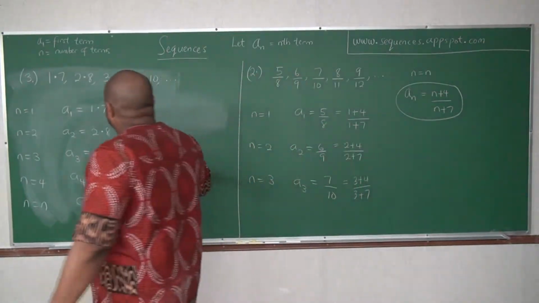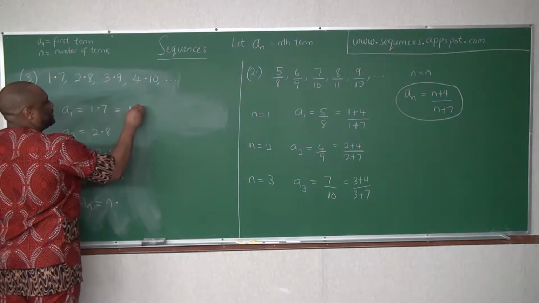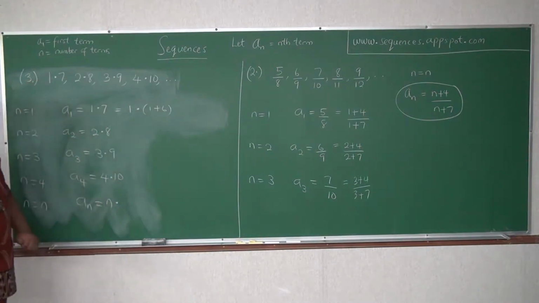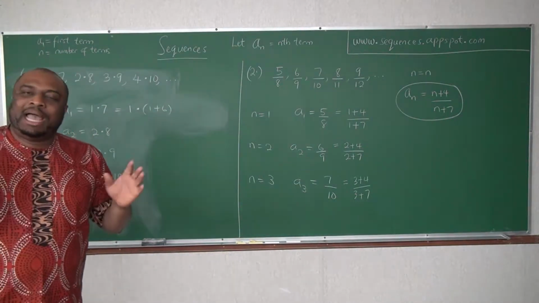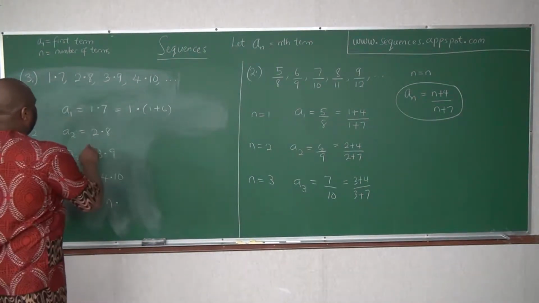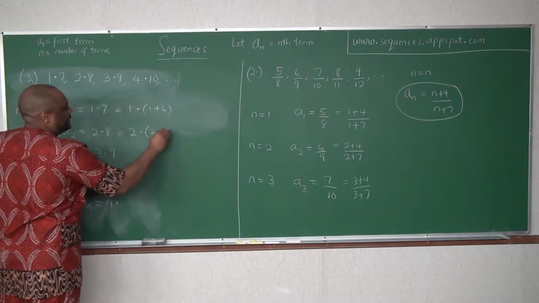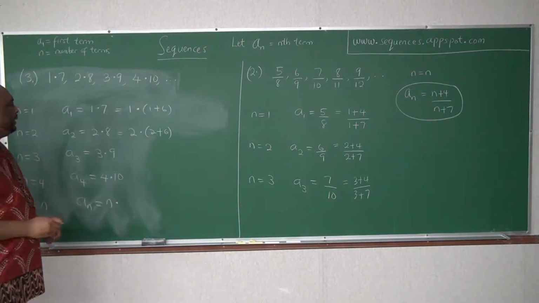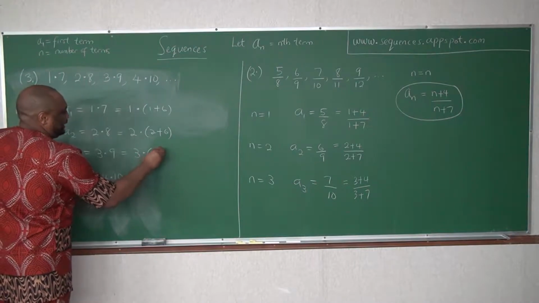So we see this is 1 times 7. We can say this as 1 times 1 plus 6. Take your time, observe it, and see whether it works. This is 2 times 2 plus 6, because 8 is 2 plus 6. This is 3 times 3 plus 6.